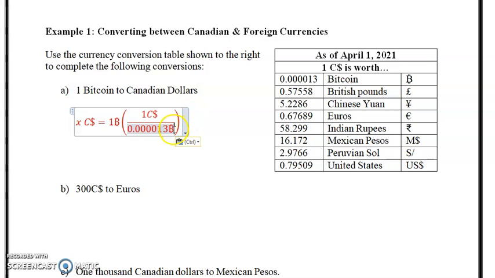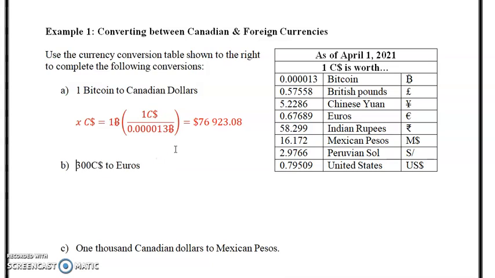The Bitcoins divide. So you take 1 and divide it by 0.00013, and so 1 Bitcoin is equal to 76,923.08 dollars.